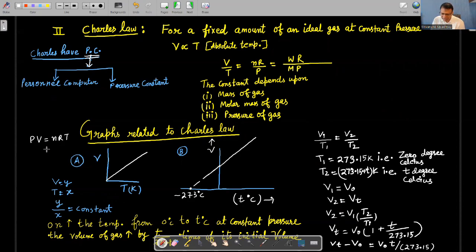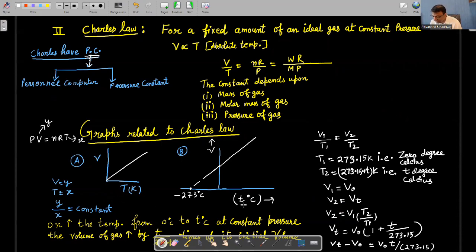So here we are saying that volume is equal to Y and temperature is equal to X, and this pressure is constant. So Y is equal to mx. It is a line passing through the origin. But here on the x-axis, the temperature is in Kelvin.